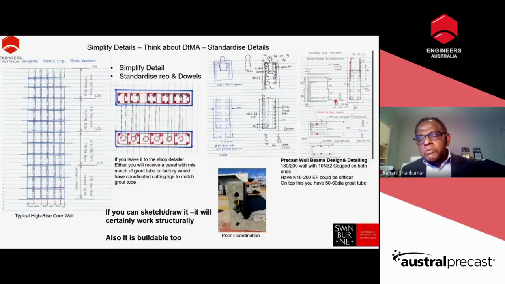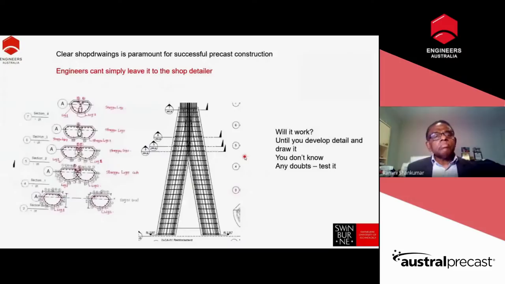Not only that reinforcement, you have got a 50 to 60 diameter grout tube as well, isn't it? So we must ensure all these things are detailed properly. We must sketch it and see whether everything fits together. And poor coordination, you know, the grout tube and the lifting eye. We have to coordinate properly and tell the shop detailer how much spacing you need. So if you can sketch and draw it, it will certainly work structurally. And also, it is buildable too. Shop drawings, if it is the sections, you need to do more sections, explain to the shop detailer, don't let him guess what he wants.